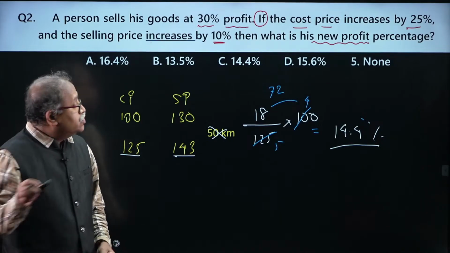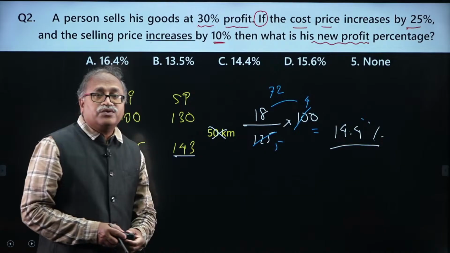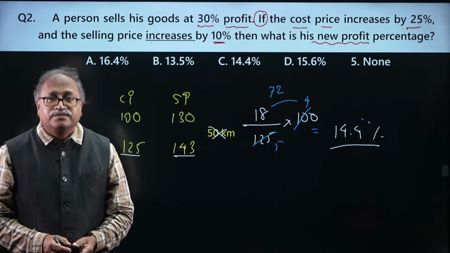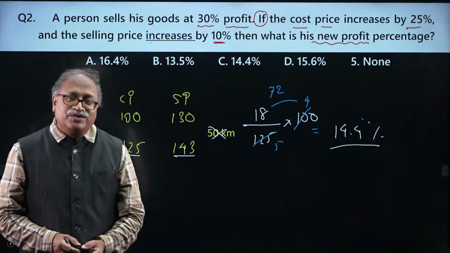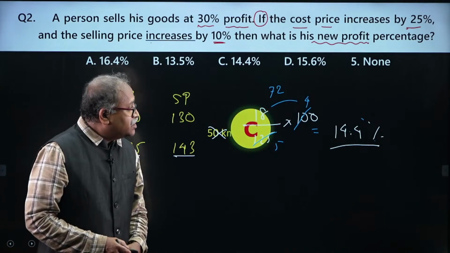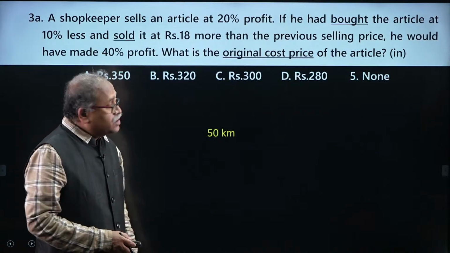Okay. So, do we have any option? Yeah, I can see. Option choice C, 14.4%. Hope you understood this method. I am moving on to the next question, and the answer to this question is option C, that is 14.4%. Moving on to the next question here.